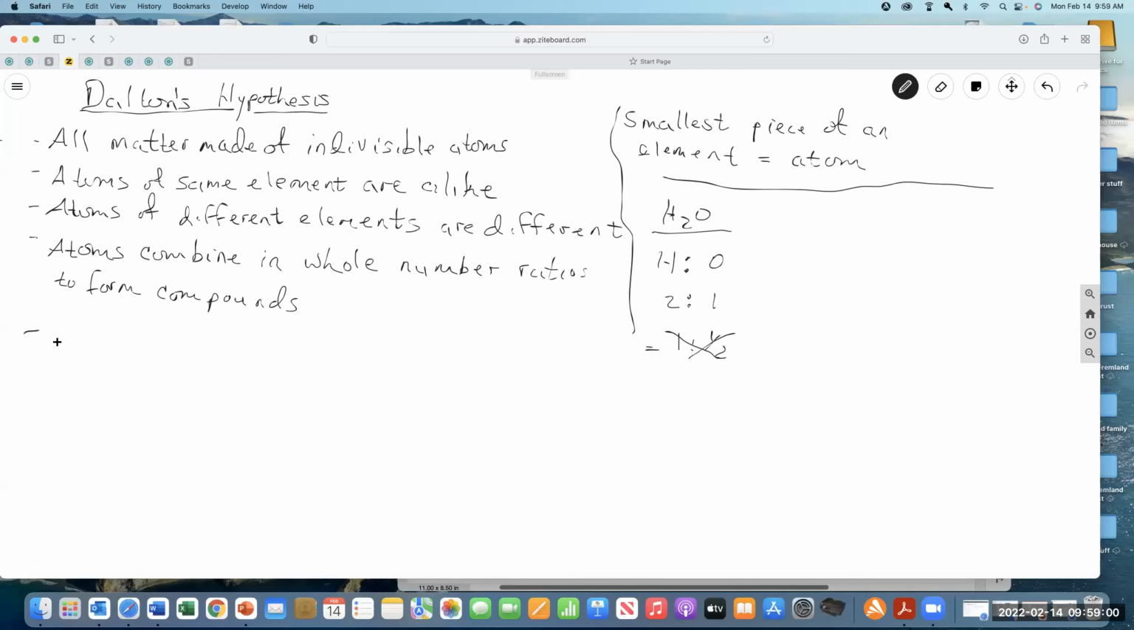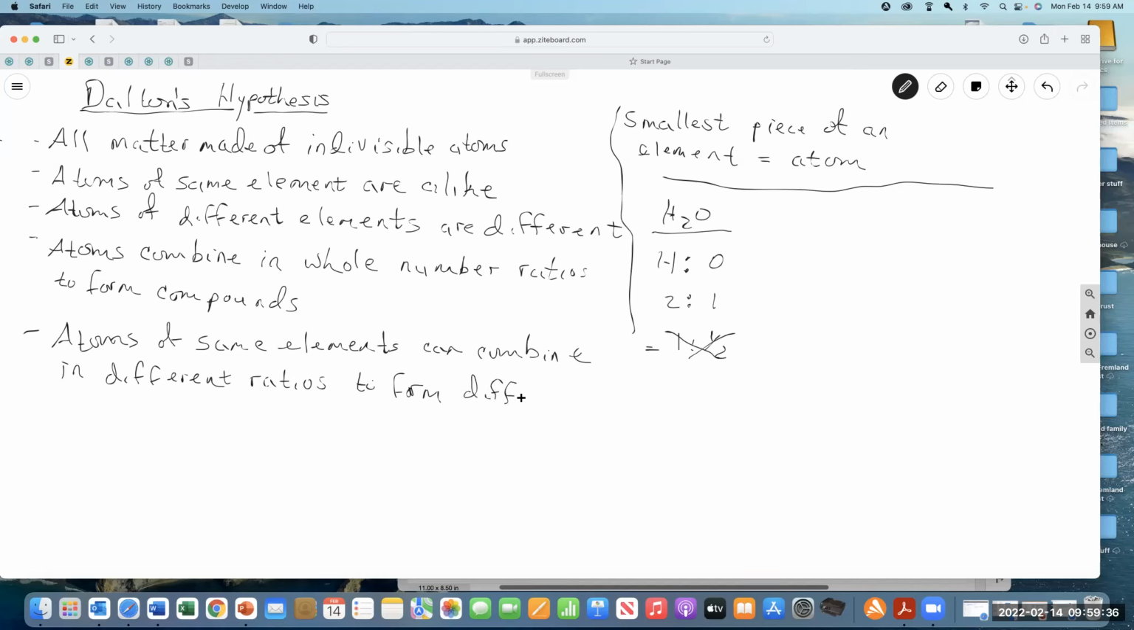And then the last piece, atoms of the same elements can combine in different ratios to form different compounds. It's like Lego. You take the same stuff and you put it together differently, you get different stuff.